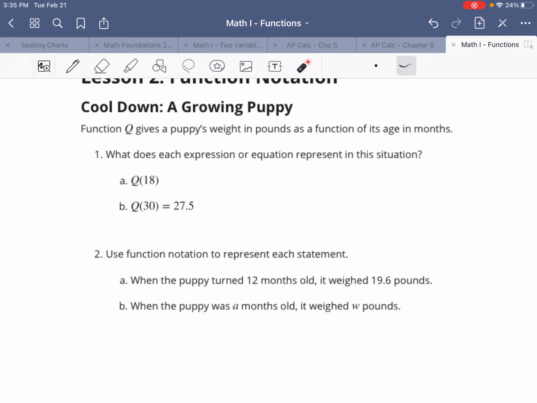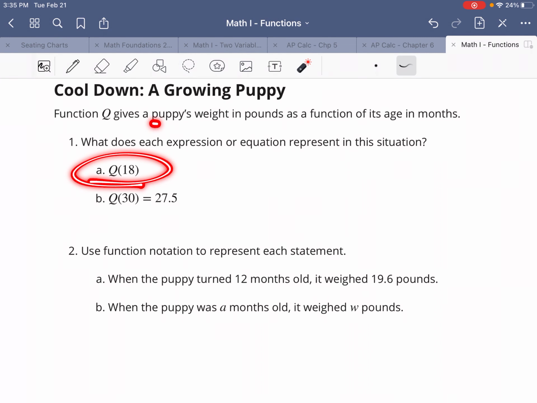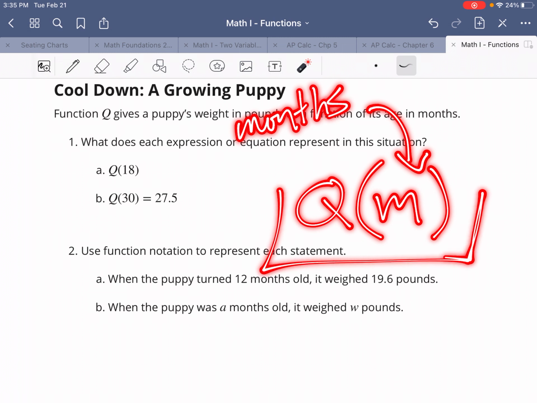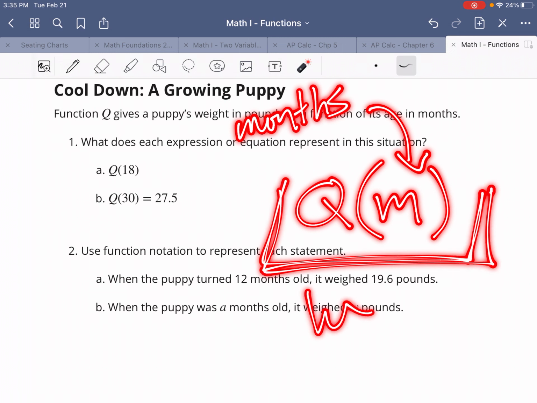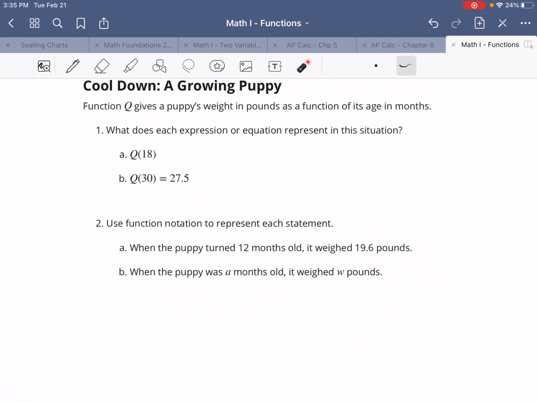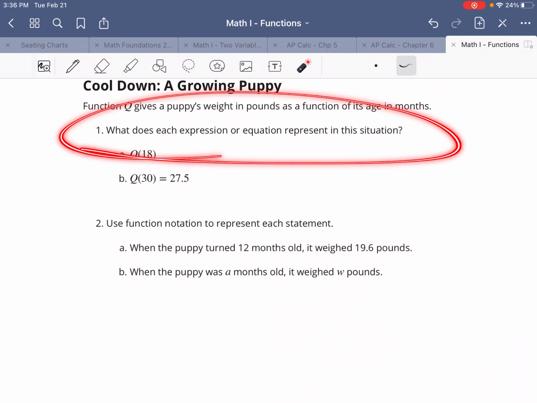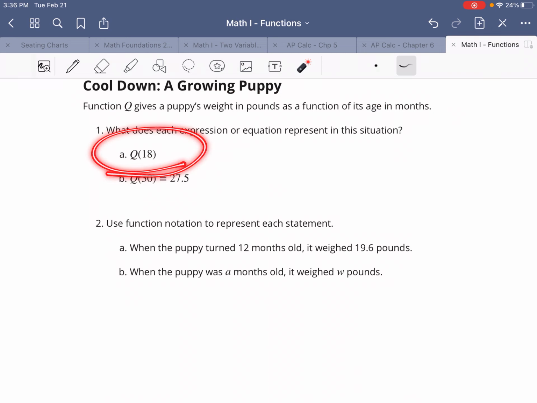So let's take a look at this. Function q gives a puppy's weight in pounds as a function of its age in months. So if we're thinking about q of the number of months, we're putting months into our function, and then q of m is going to be the weight of a puppy after m months. So for example, if I say q of 2, that's the weight of the puppy after 2 months. So what does each expression or equation represent in this situation? What is q of 18? What is q of 30 equals 27.5 telling you?